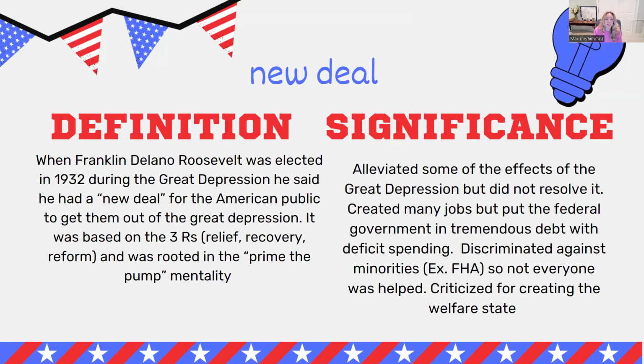The New Deal. When FDR was elected in 1932, during the Great Depression, he said he had a new deal for the American public to get them out of the Great Depression. It was based on his 3 R's: relief to the people, recovering businesses, and reforming to make sure this never happens again. And it was rooted in that prime the pump mentality, meaning that the government has to do deficit spending, got to spend money to make money. They're going to go into extreme amounts of debt to jumpstart that economy.